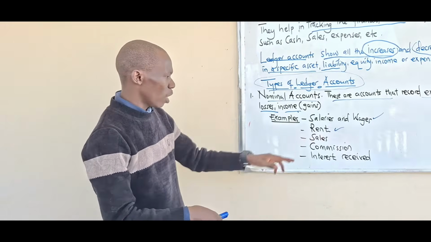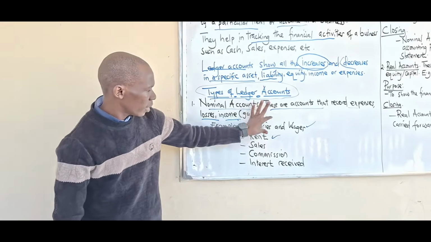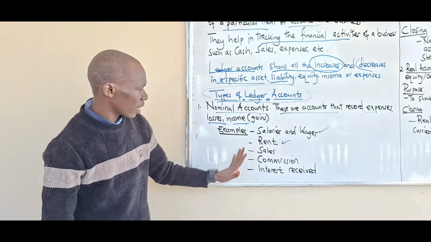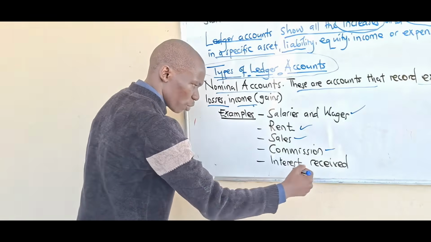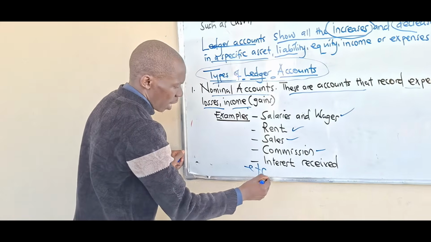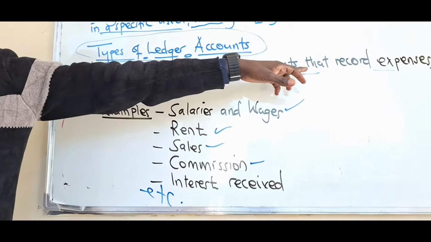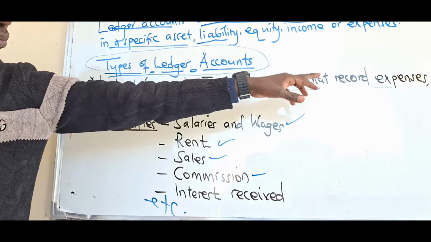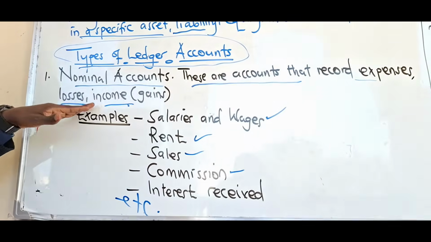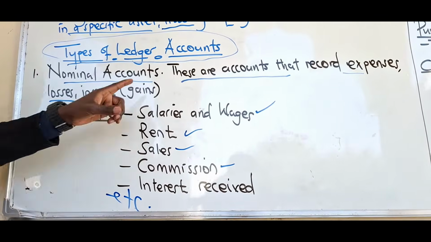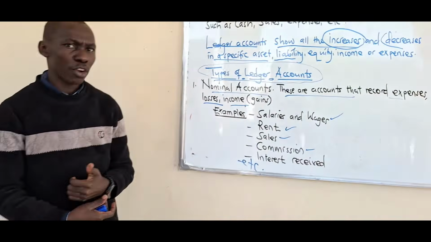The way you can see here, don't combine the salaries and wages with rent. No, you open sales, admin salaries account, rent account, sales commission account, interest, among other accounts in regard to nominal. Don't forget the primary purpose. Before we go to the purpose there, don't forget we record expenses, the losses, incomes. So anything which is not here, but it is an expense, just know that is a nominal account.